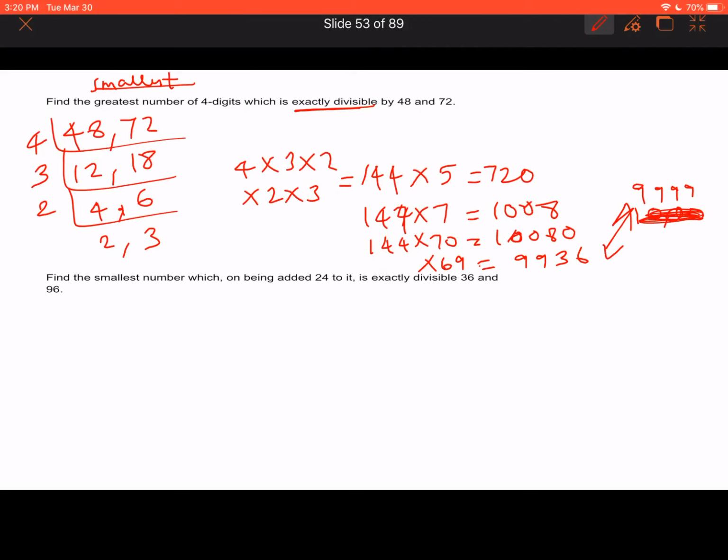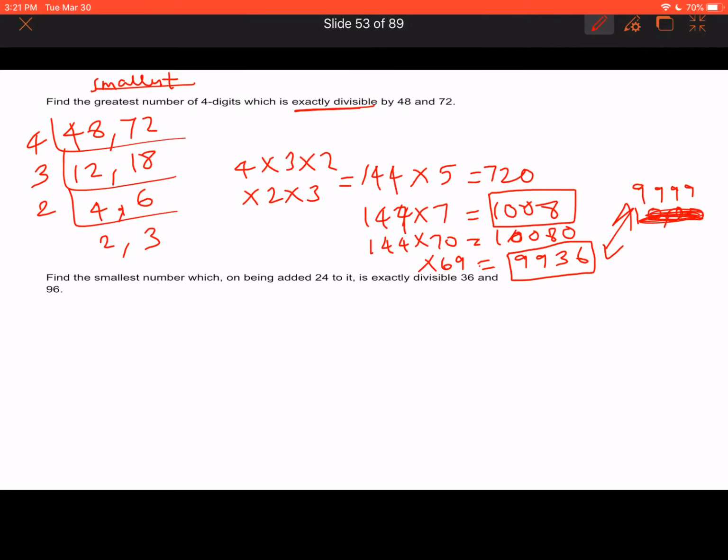So the answer is smallest 4-digit number that is divisible by 48 and 72 is 1008, and the greatest 4-digit number that is divisible by 48 and 72 is 9936. Okay, so it doesn't mean that you have to do a GCF for greatest number and LCM for smallest number. It is only the LCM we are going to do, and we are going to find the multiples. Okay, so be very careful with this.